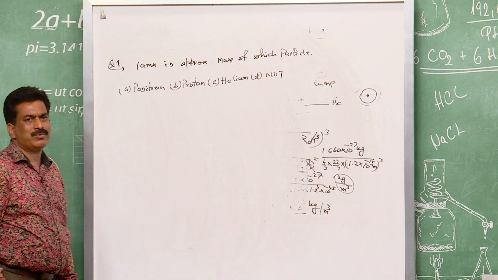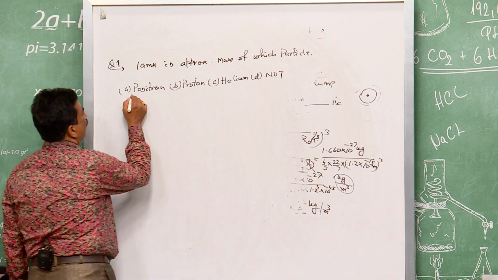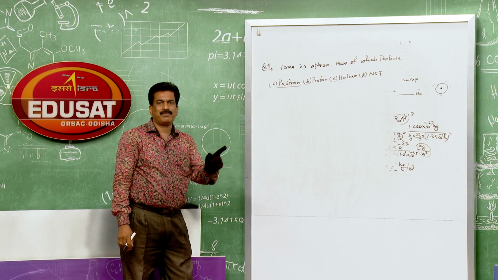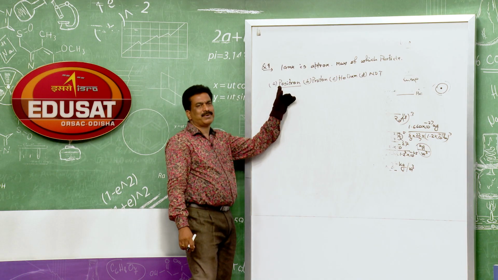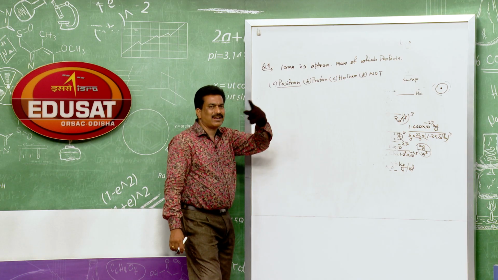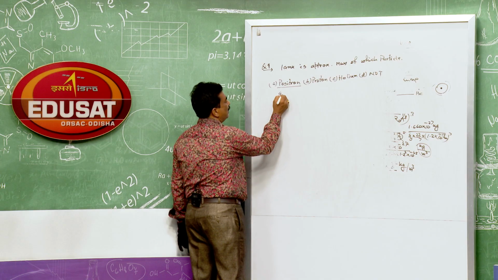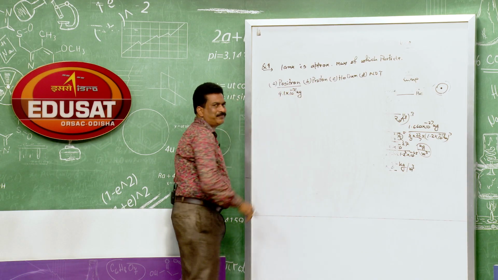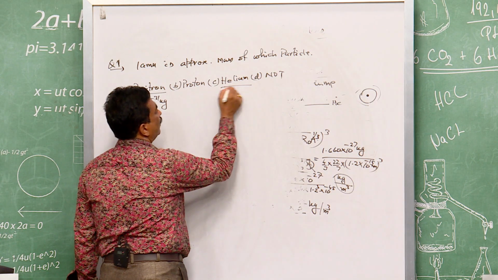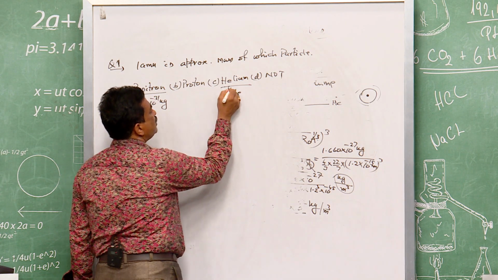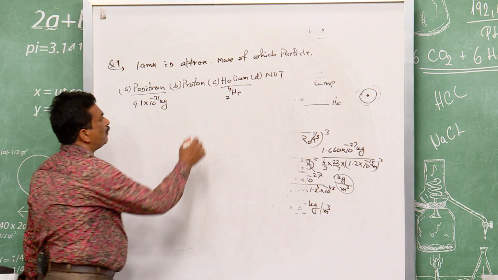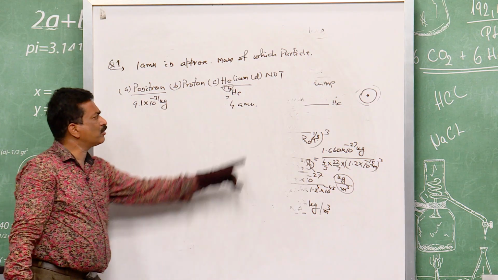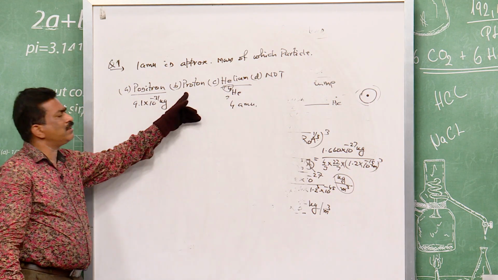Can you guess which one will be correct? Positron means the positive charge of an electron. So the charge is positive, but what is its mass? That of the electron, 9.1 into 10 to the power of minus 31 kg. And helium, He with 2,4, has a mass of nearly 4 u. The fourth one we said is none. Then what remains is the proton.